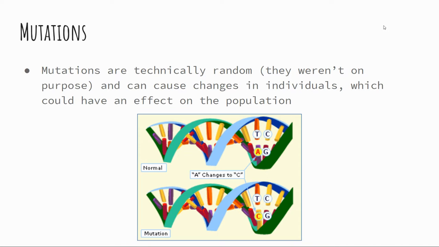Of course, mutations are technically random. They weren't on purpose, and they can cause changes in individuals, which could have an effect on the population. So if a mutation occurs, and that mutation is not detrimental or life-threatening, and it is able to be sustained, and it is continually sustained generation after generation, then it can lead to evolution.